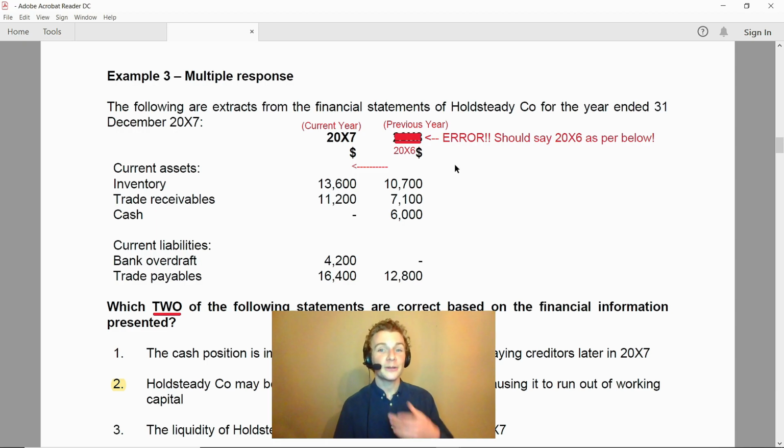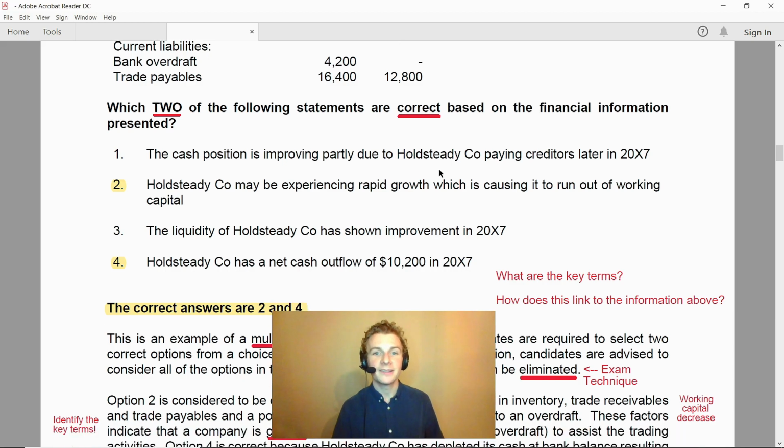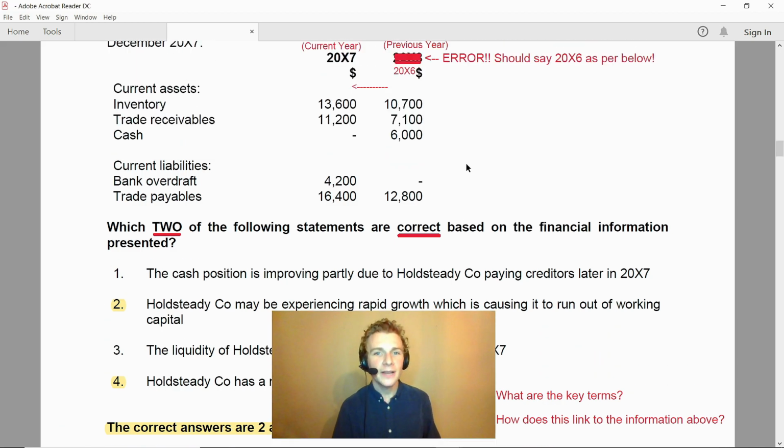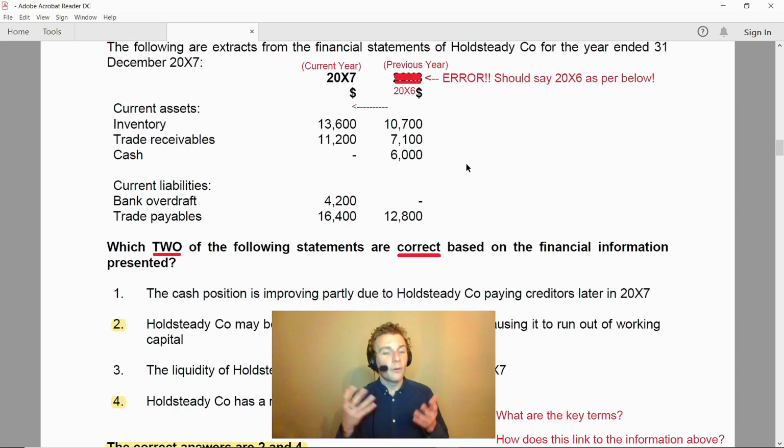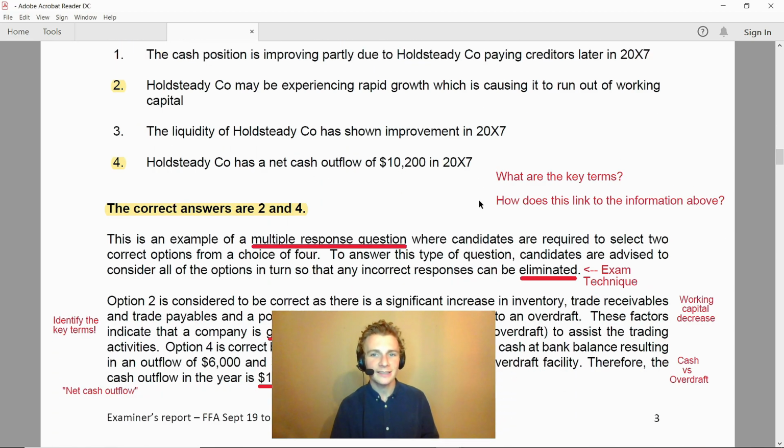So let's go through the actual requirement on here now. Which two of the following statements are correct based on the financial information presented? In other words, from the financial information you've got above, which of the statements below are actually true? And there are two of them on there. I've kindly highlighted them for you, but what would be my key questions to ask yourself as you go through?